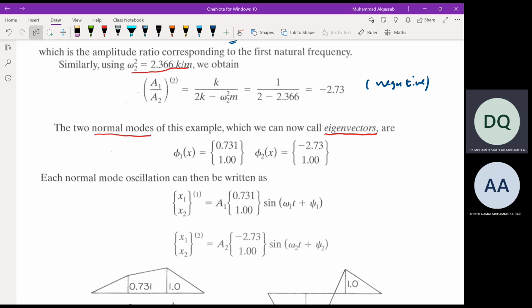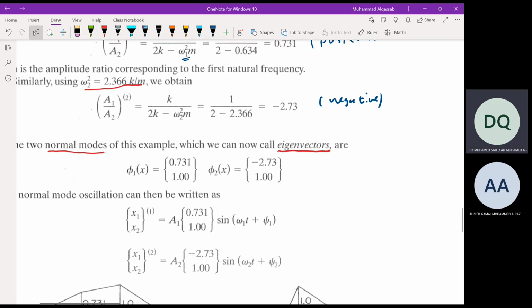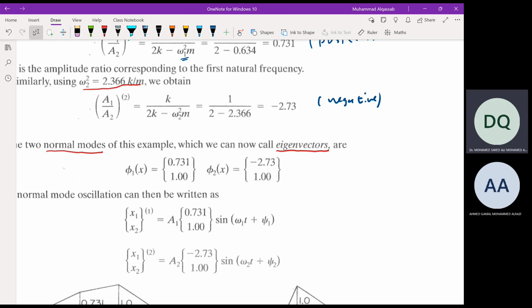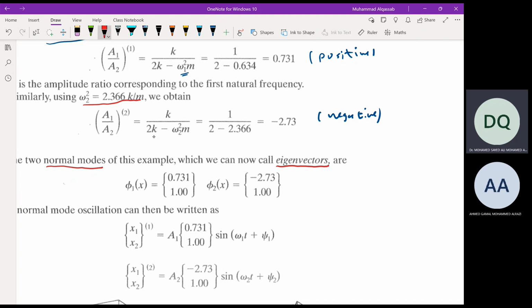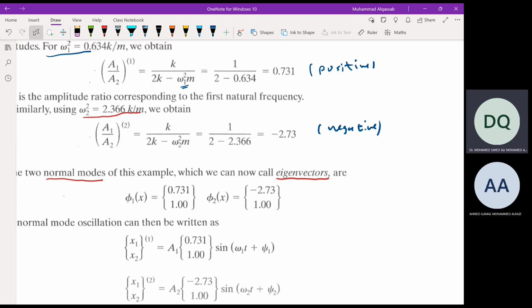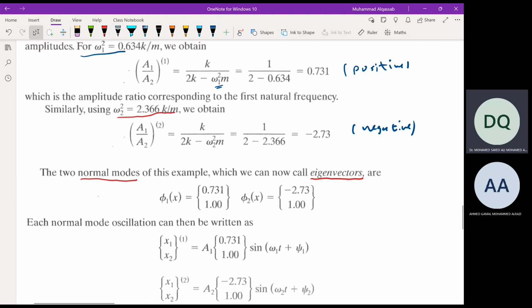The normalization we will use, as we said, is that ratio we have. So if you assume that A2 is 1, for the first mode, this is phi 1, the eigenvector, is 0.731 and 1. It's a vector, right? When you put A2 equal to 1. This is a way of, you can put the other way. You put A1 equal to 1, and then you find how much is A2 from the ratio. Okay, but the normal modes, or the eigenvalues, sorry, eigenvectors, we will follow that A2 equal to 1.